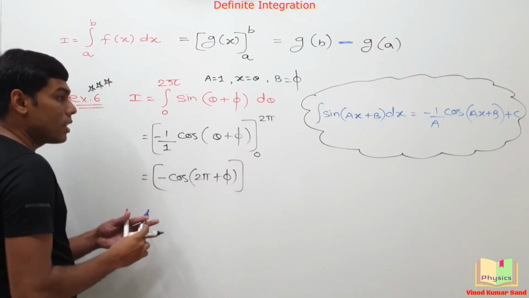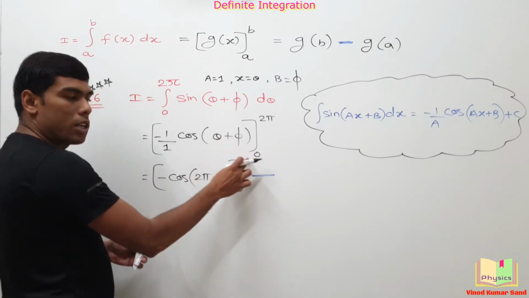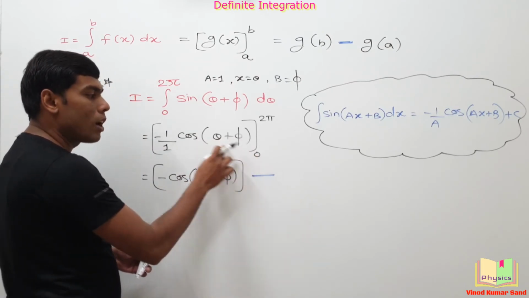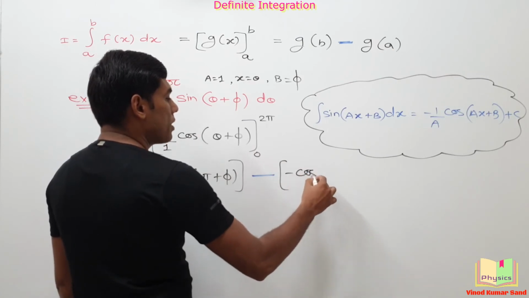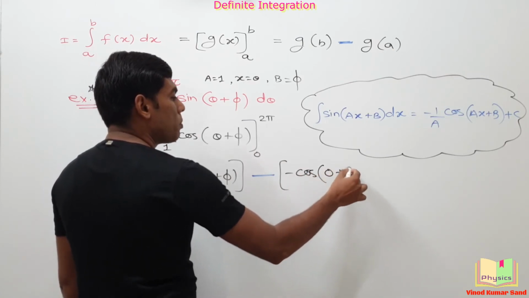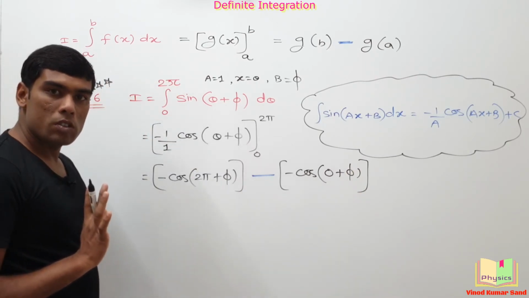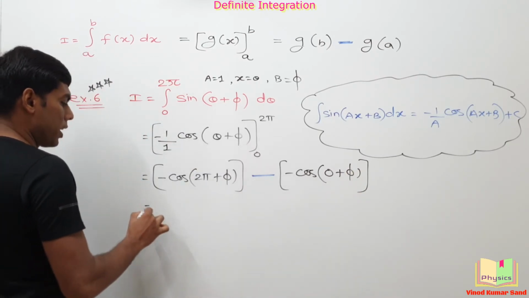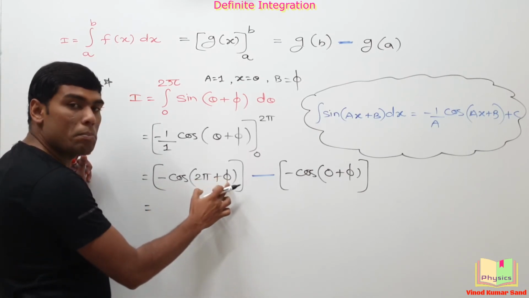And then there is a negative sign because of the formula. Now at the place of theta, we will be substituting the lower limit. Okay. So it will be minus cos 0 plus phi. Do you agree with this computation? Fine. Okay. Now cos 2 pi plus some angle.